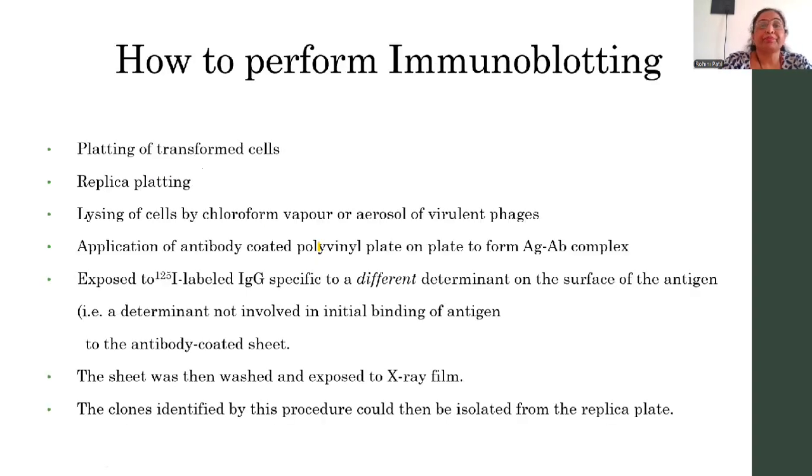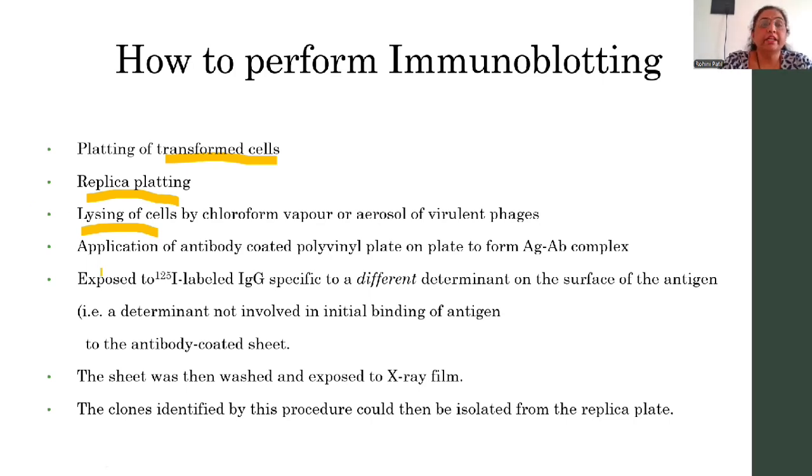Next, how to perform immunoblotting. First, you have to plate the transformed cells, and after plating, you make a replica plate. Replica plating is used because the next step is lysing of the cells by chloroform vapor or an aerosol of virulent phages. As we are going to lyse the cells, a copy of the clones has to be maintained, so that from that plate we can pick the colonies which are transformed and allow expression of our gene.